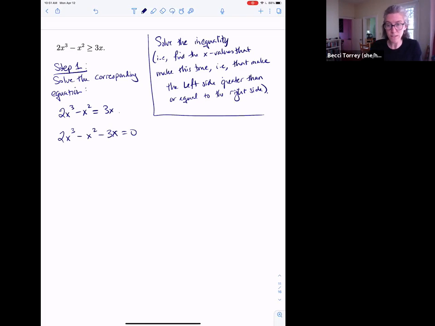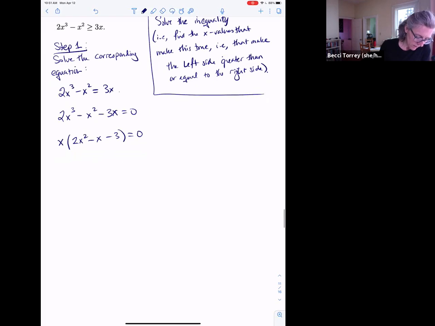We're going to try to factor this as best we can. The first step of factoring is always pull out a common term. So we have x times (2x squared minus x minus 3) equals 0. Now we want to factor the inside part. So we still have this x.